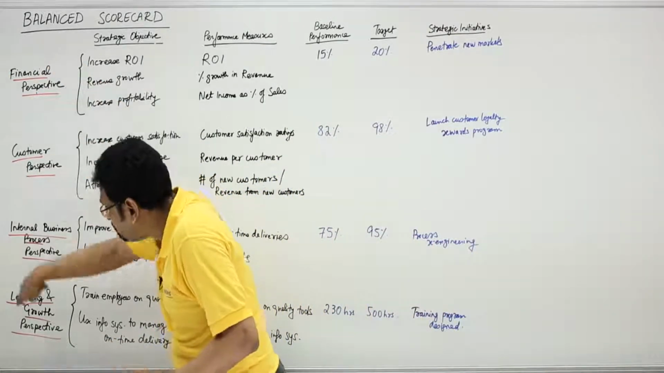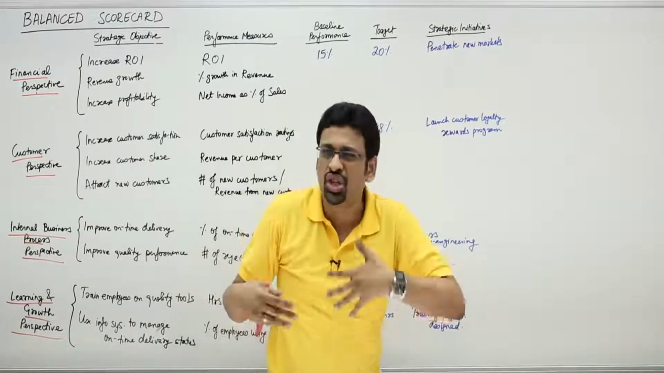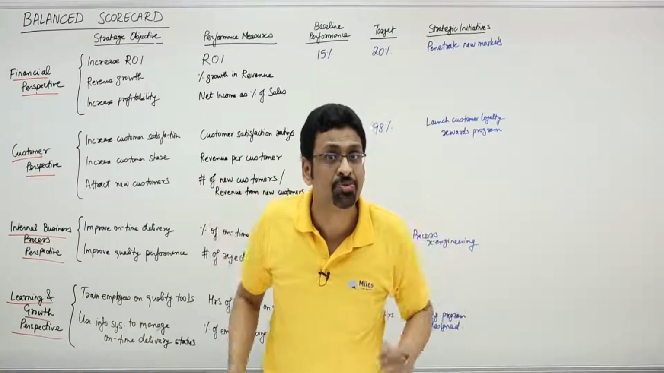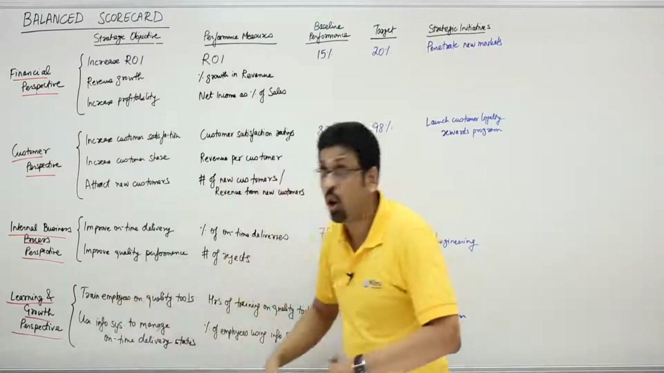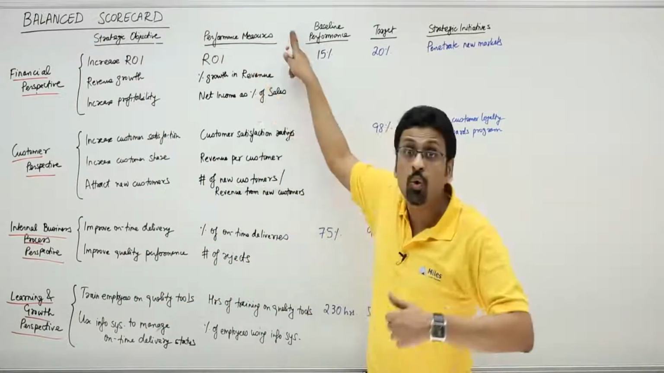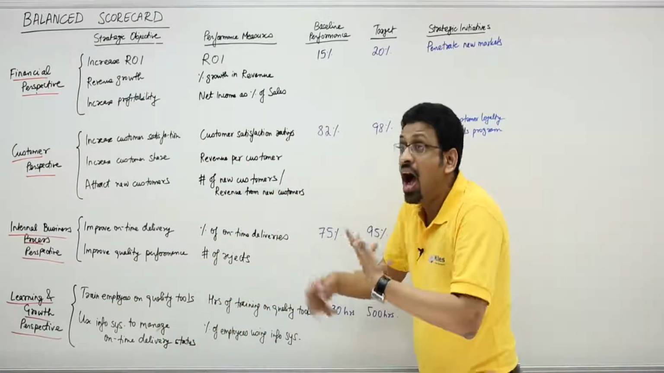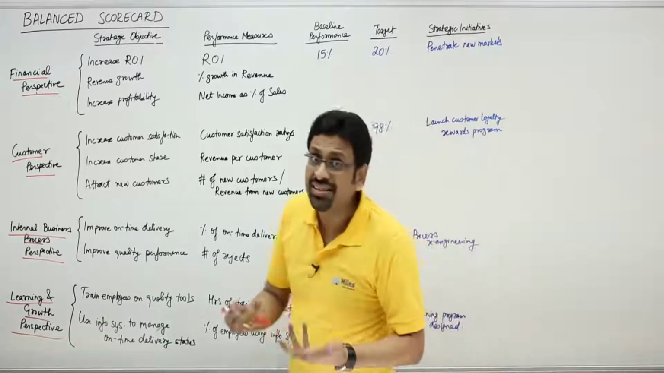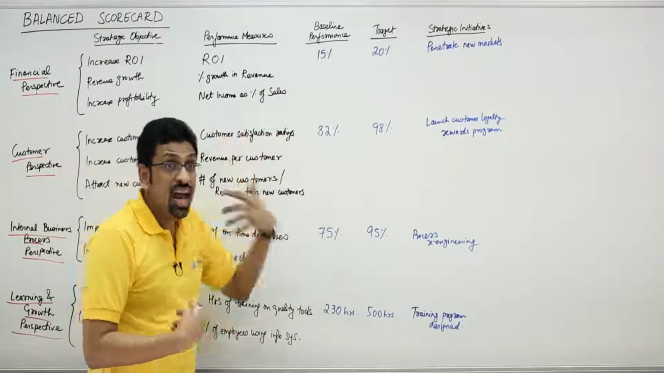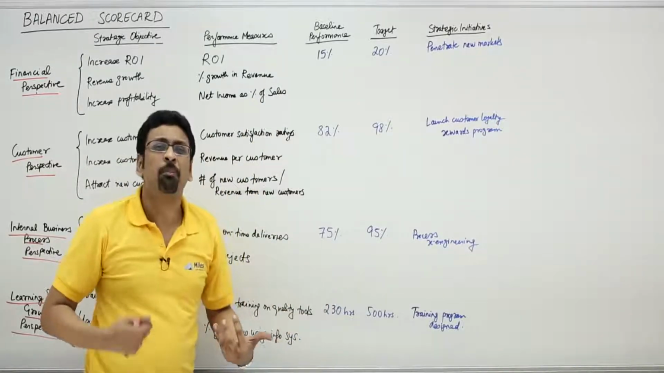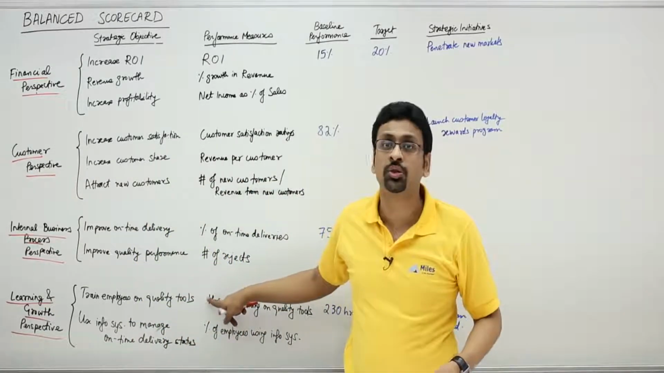Then let's move to our fourth perspective that we have here, learning and growth perspective. What's your ability to change, to improve, to move on with the times? So let us say a strategic objective here is to train employees on quality tools. How do you measure whether you've been able to train employees? You can look at the number of hours you've spent on training. So let us say this period you've spent 230 hours in training your employees. Your target is to spend 500 hours. Put them in training for many hours so that they learn how to use quality tools.